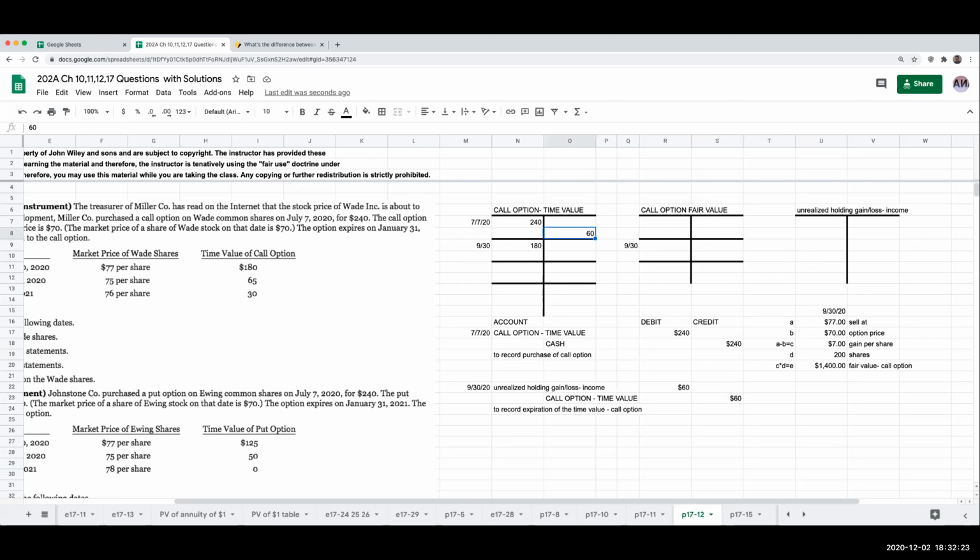And before I go any further, my call option time value, I'm crediting this for 60, and I'm debiting the unrealized holding gain or loss for 60. It's unrealized because I have not sold it or settled it yet. So my call option fair value is at 1,400. When I initially bought this, the stock price was 70, so there was no fair value as of July 7th. So over here, I'm going to debit call option fair value for 1,400, and I'm going to credit the unrealized holding gain or loss on the income for 1,400, and this will also be on 9/30.